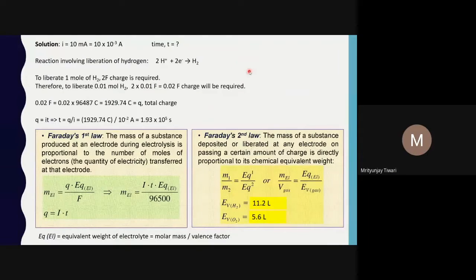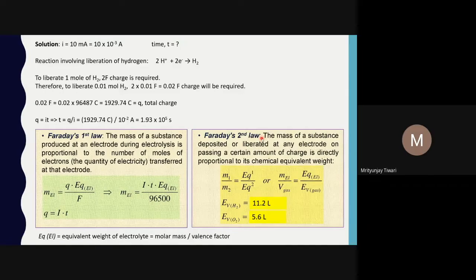So, hello students, good evening. If you remember, in our last class we studied the two laws of electrolysis, given by Faraday. We call them Faraday's first law of electrolysis and Faraday's second law of electrolysis. And these laws are very important, and quite often questions are asked in IIT JEE and even in NEET as well.